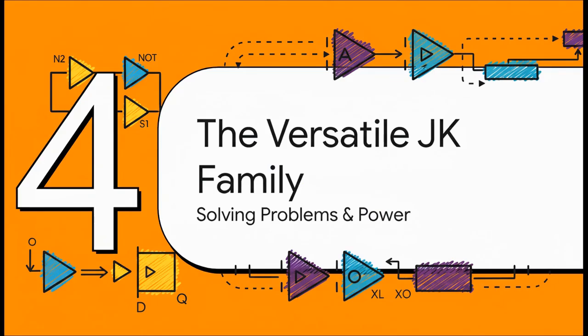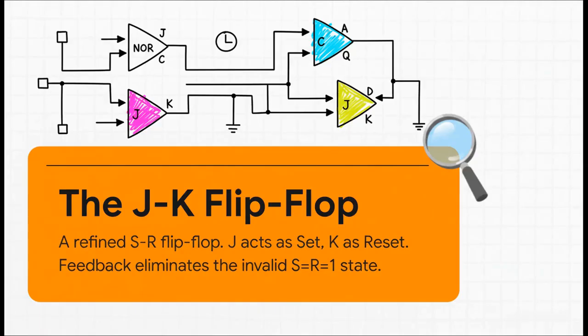Engineers needed a flip-flop that was not only controlled by a clock, but also didn't have that pesky invalid state. And that leads us to the hero of our story today, the most versatile, most useful flip-flop of all, the JK flip-flop. The best way to think of a JK flip-flop is as a much smarter, more robust version of the SR. The J input is like set, and the K input is like reset. But the absolute genius of its design is the internal feedback.